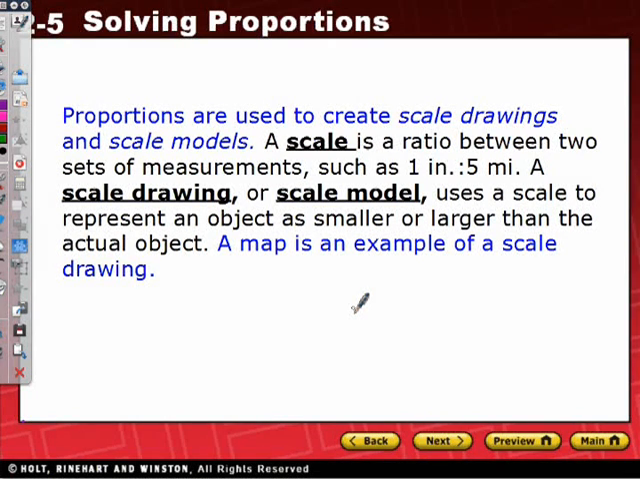So scale is the ratio between two sets of measurements, like 1 inch is equal to 5 miles, or things like that. And scale drawings and scale models actually use that scale to represent an object smaller or larger than the actual. If you need more time with the definitions that you need to write down on page 26 of your notes, go ahead and pause the video.